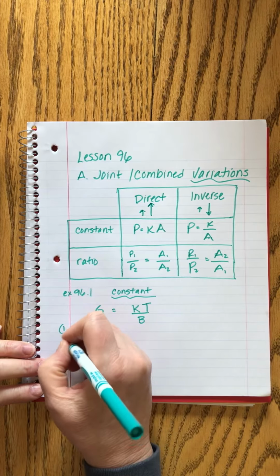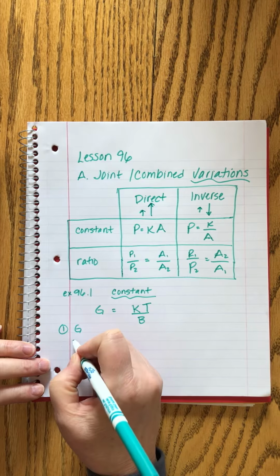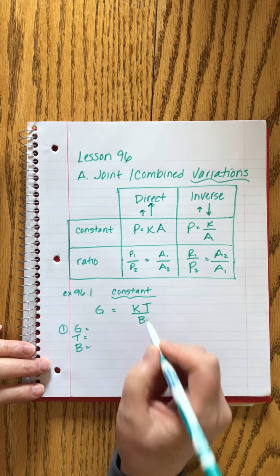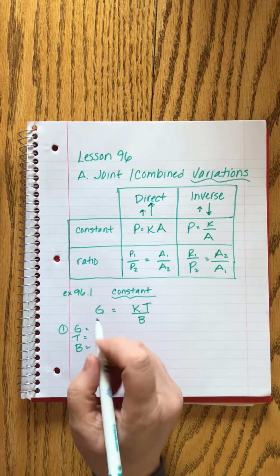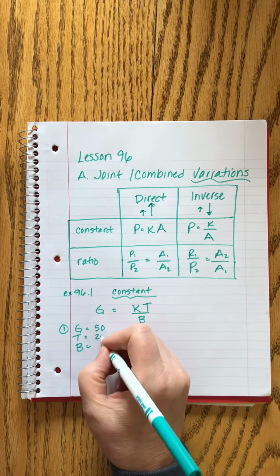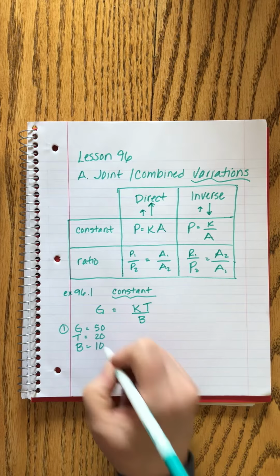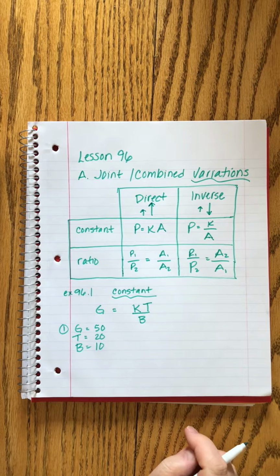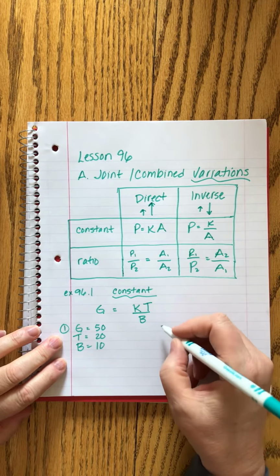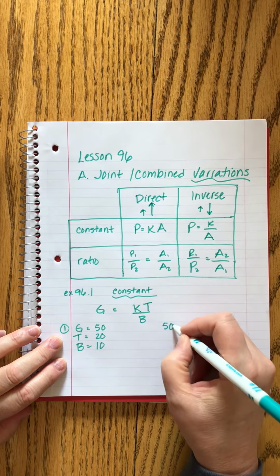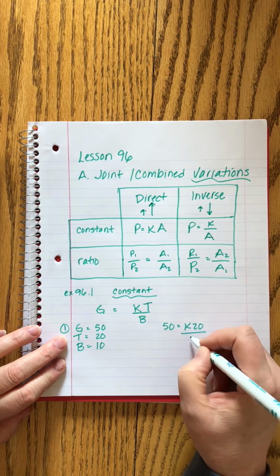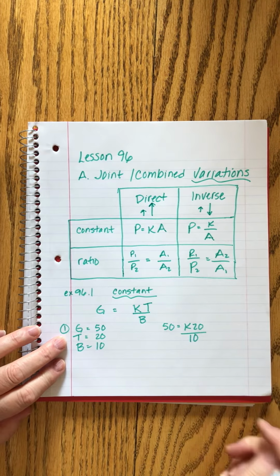So now we have our first scenario, G, T, B. We're going to need this information so we can solve for K. When there were 50 girls, there were 20 teachers and 10 boys. Okay, I'm going to stop right there, this is our first step. We're going to use this to solve for k. So 50 equals k times 20 divided by 10.